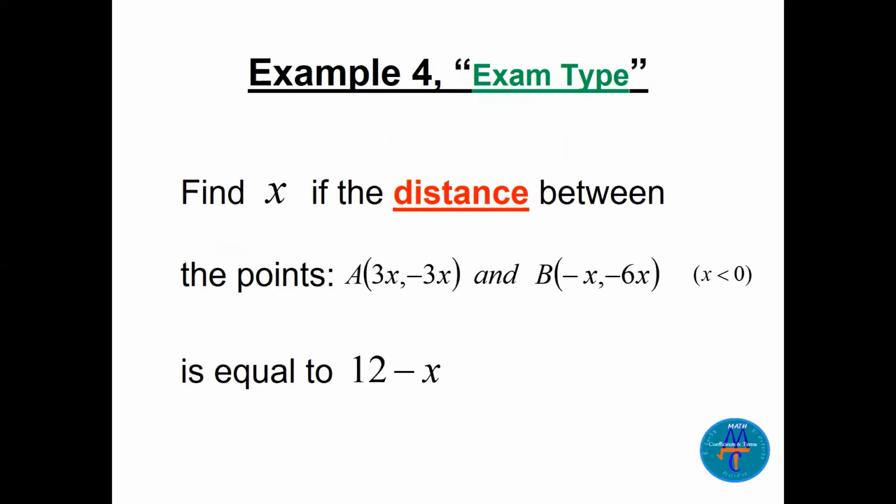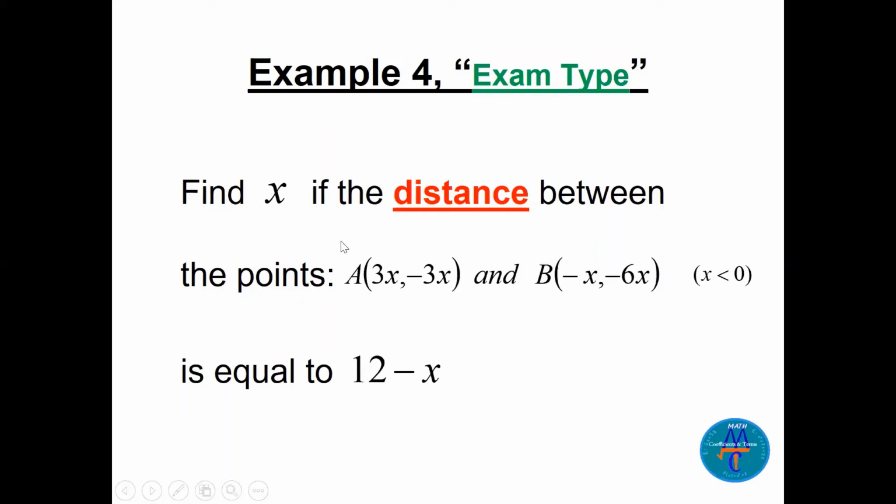Now let's look at a very nice example. We call it here example 4. This is an exam type. Usually you have such questions, maybe similar in some of the exams if you have a math exam. Find x. So we need to find the number x. If the distance between the points A and B is equal to 12 minus x. See, x is missing here.